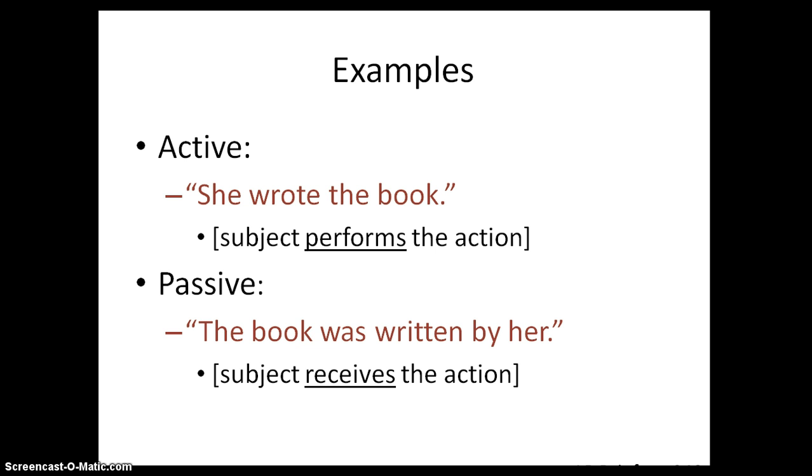Examples. Active voice: she wrote the book. The subject performs the action. Passive voice: the book was written by her. The subject receives the action.